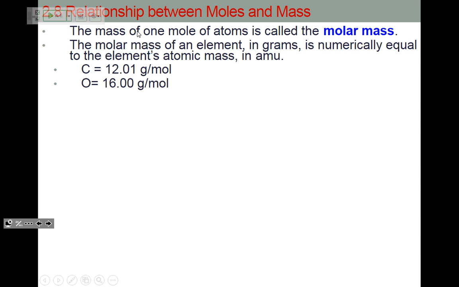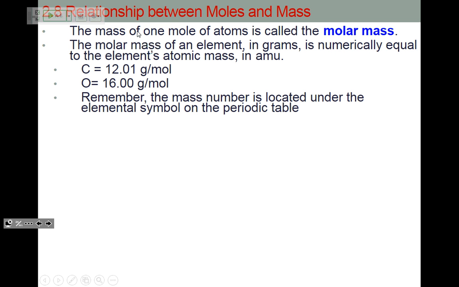If we talk about oxygen, which is 16.00, which means the most abundant isotope is oxygen 16, pretty clearly. Then 1 mole of oxygen equals 16.00 grams of oxygen. So I don't really need to give you the molar mass. If you have a periodic table, you have the molar mass. That is the mass in grams per mole of that atom. So remember, the mass is under the elemental symbol on the periodic table.